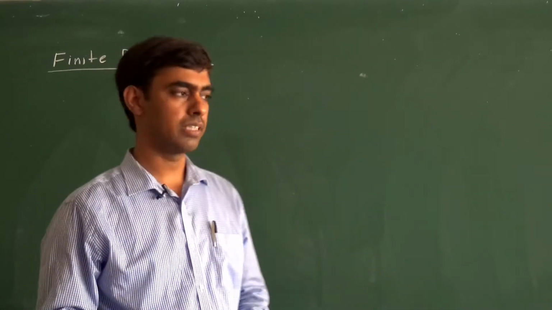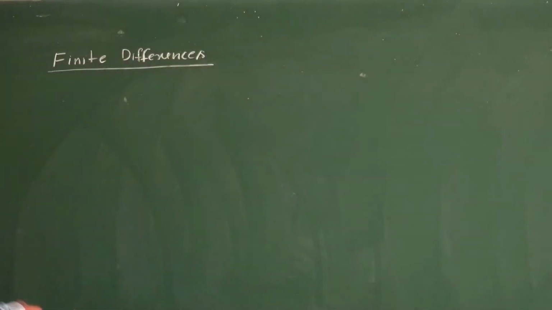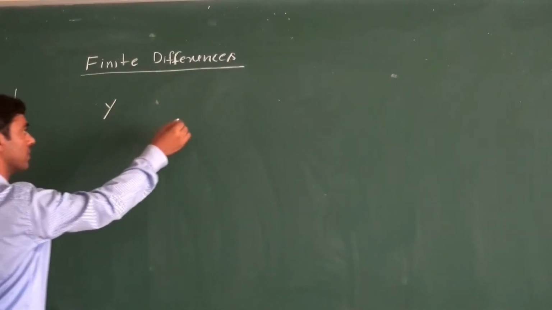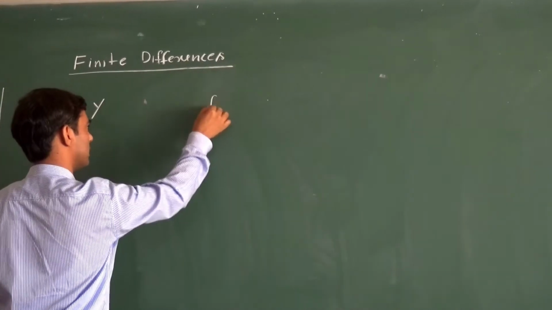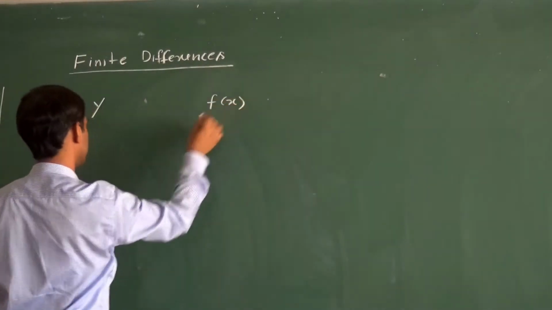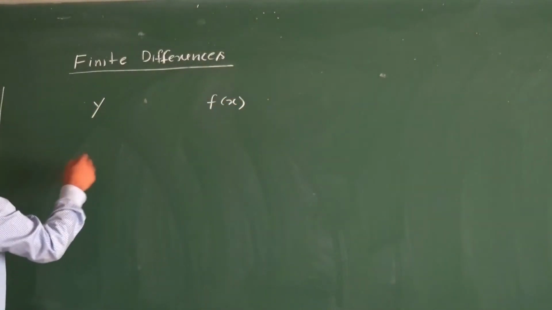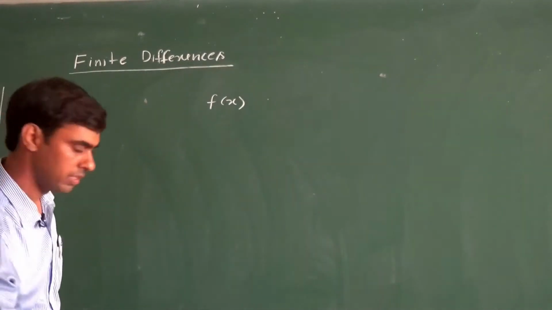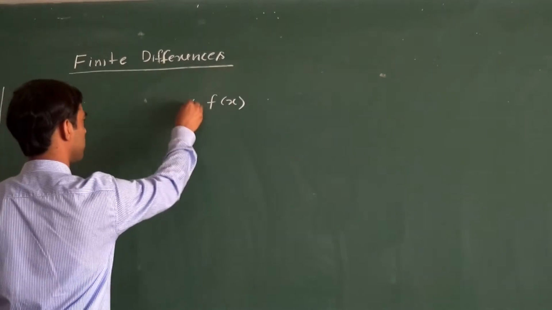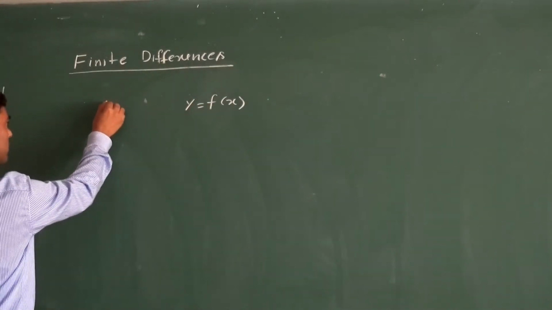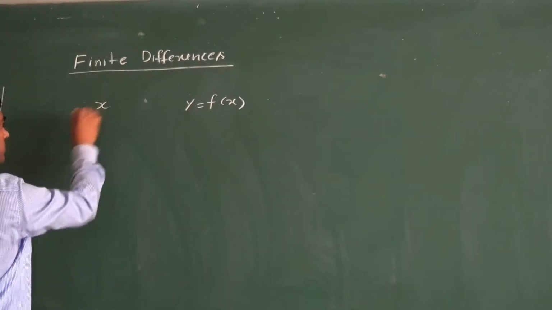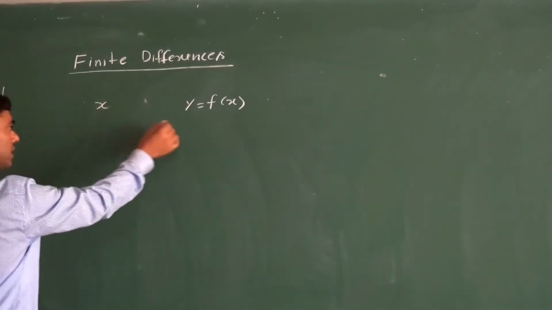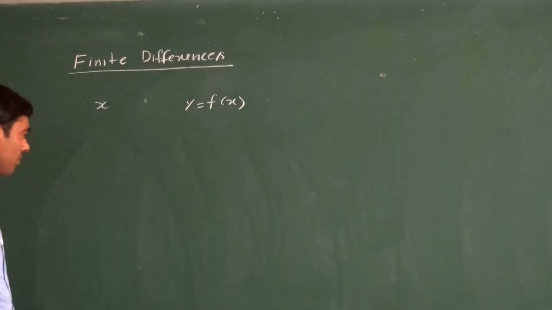So what are finite differences? Suppose y equals f(x) is any function. Here we write y equals f(x), and here suppose these are the values of x. This one is called the ordinate and this one is called the abscissa.